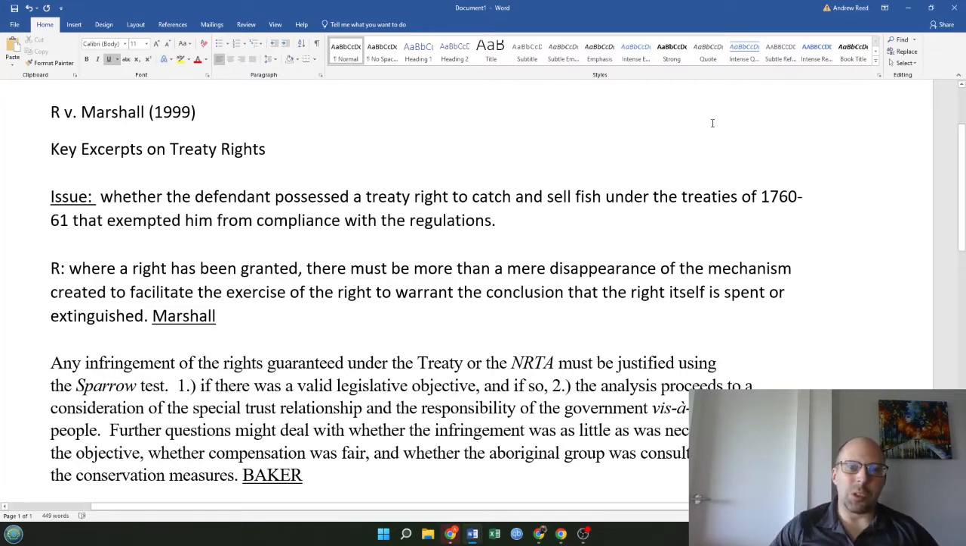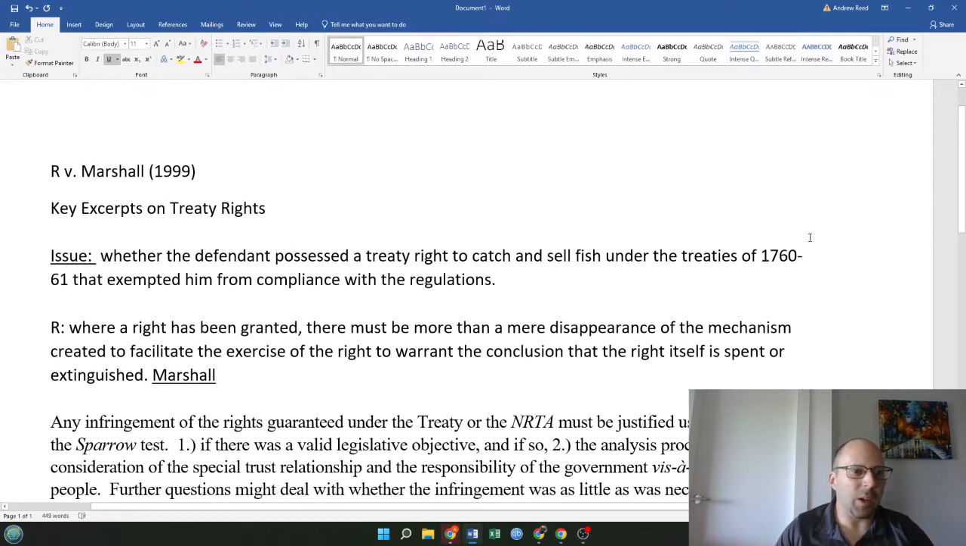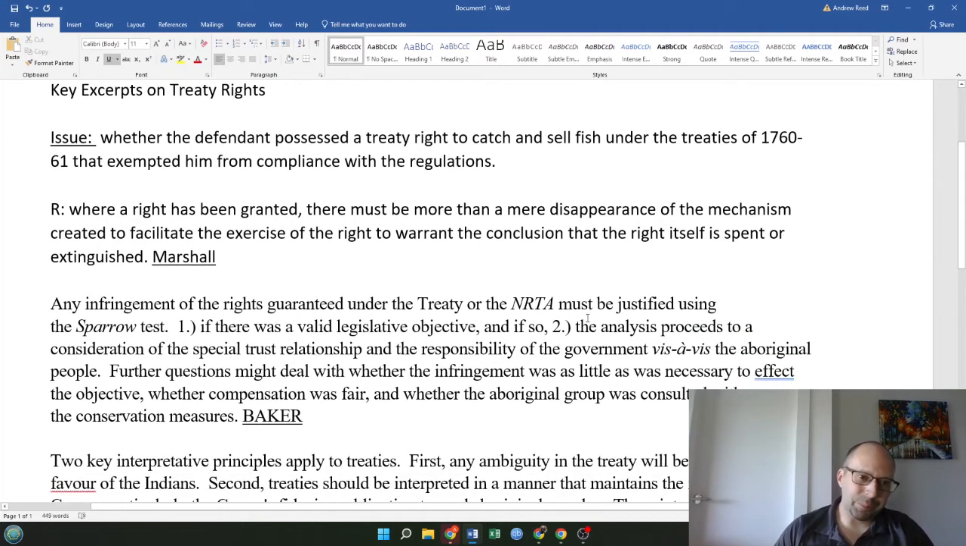So some of the rules that apply to this case, and the main rule extracted from this case is where a right has been granted, there must be more than a mere disappearance of the mechanism created to facilitate the exercise of the right to warrant the conclusion that the right itself is spent or extinguished. So basically with the truck houses disappearing, the Court of Appeals said that this was now an obsolete treaty.